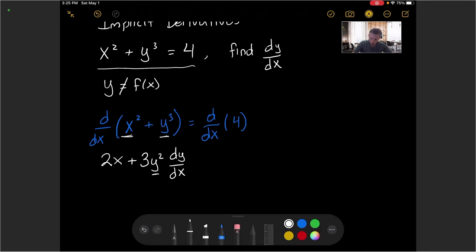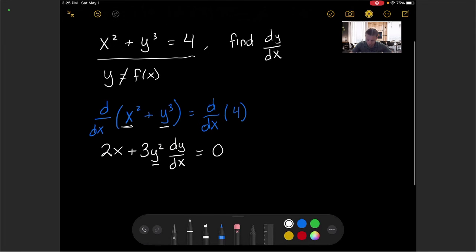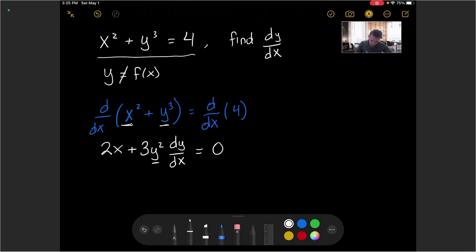And if I take a look at the right side, d/dx of 4, a constant, is always going to have a derivative of 0. Now I can go out and solve this equation for my dy/dx, my derivative of y with respect to x.